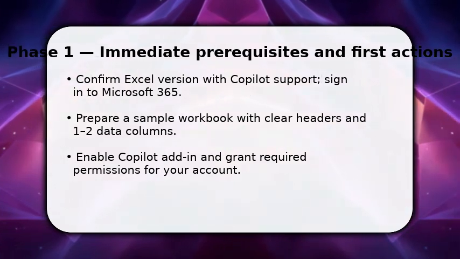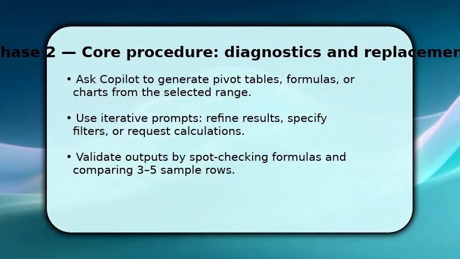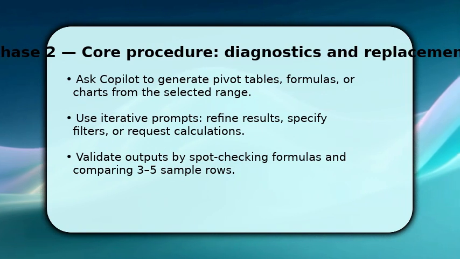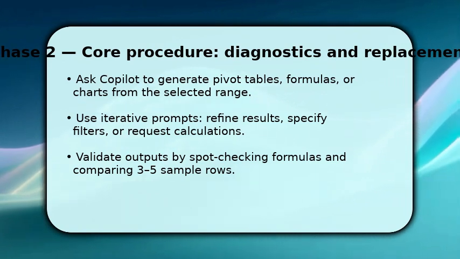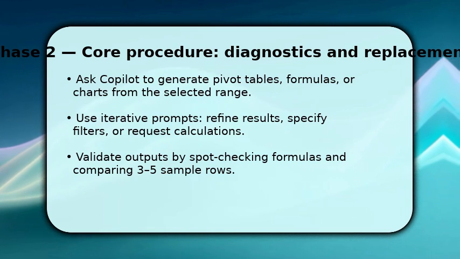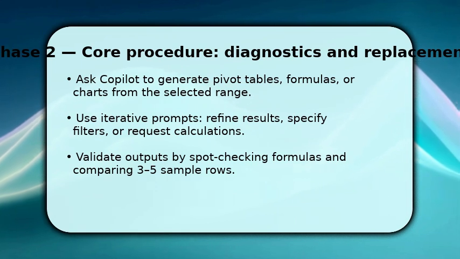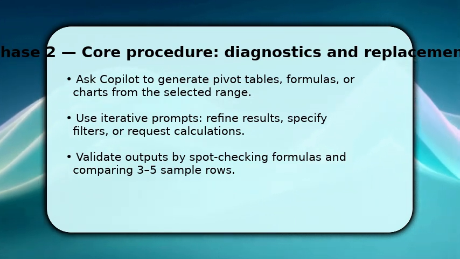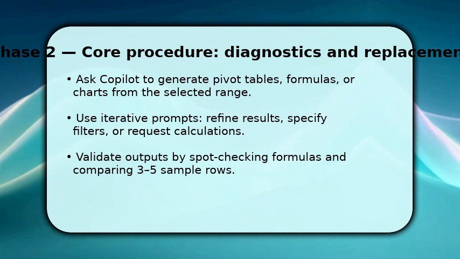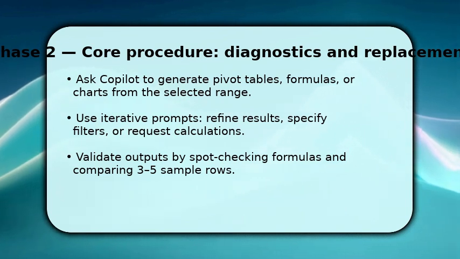You now build the analysis. Ask Copilot to create a pivot table, write formulas, or produce charts from the range you selected. When the first result appears, refine it, say exclude refunds or group by month, so Copilot adjusts calculations. Make sure to request explicit formulas if you need reproducibility and copy them into cells.